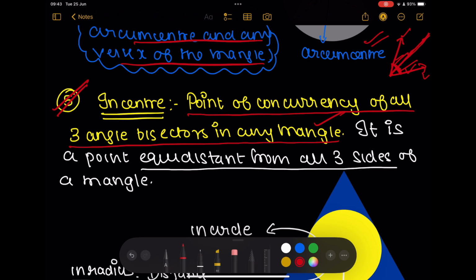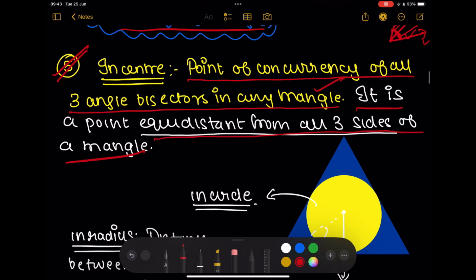Now, this is another point you have to be very clear about. It is a point equidistant from all three sides of a triangle. So, what did we learn about circumcenter? Circumcenter is a point which is equidistant from all three vertices of a triangle. Incenter is a point which is equidistant from all three sides of a triangle.